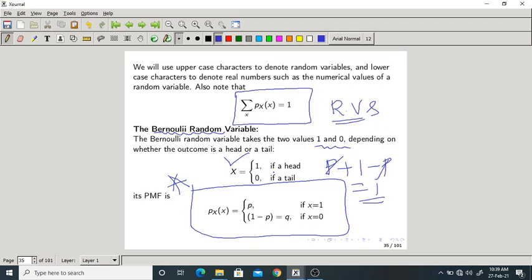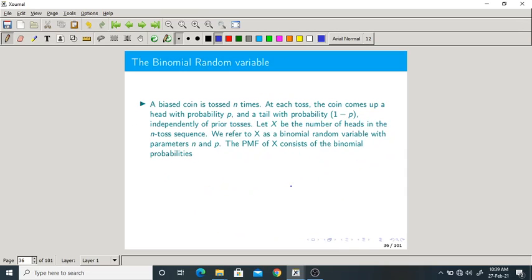Here it need not be head or tail. It can be anything. It can be success. It can be failure. Depending upon the experiment, things will change. Now, that is about the Bernoulli random variable and its PMF.